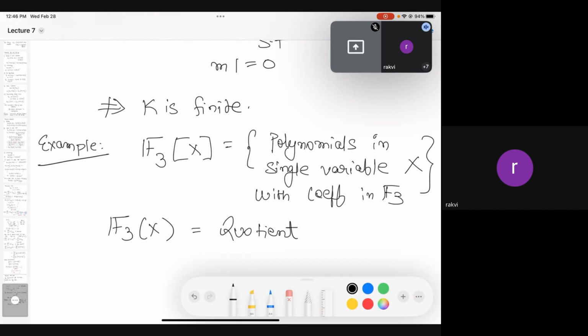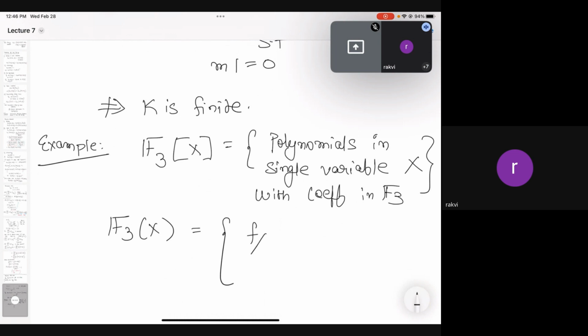I don't want to use jargon. This is basically what I'm doing: I'm taking quotients f over g, where f and g are in F3[x] and g is non-zero. This is similar to how we construct rational numbers from integers. Integers give us multiplication and addition, but we can't really divide, so to make sense of that as a field, we go to rational numbers. I collected all the polynomials, but if we divide two polynomials, that's not necessarily a polynomial, so I'm taking all the quotients like this.